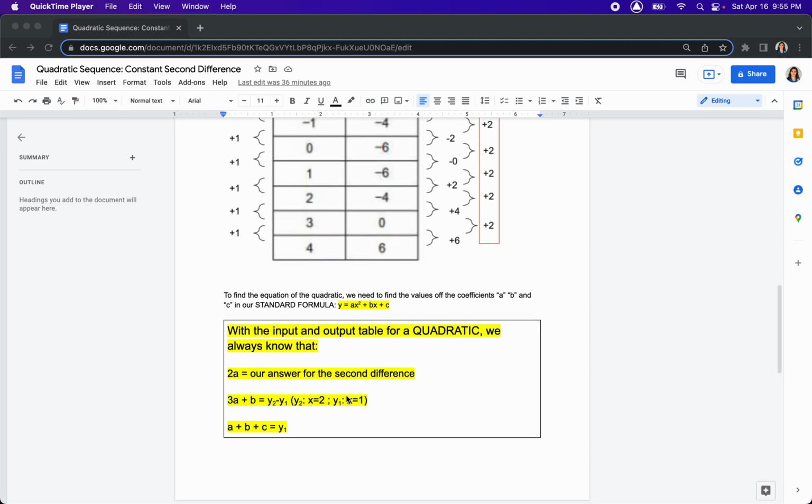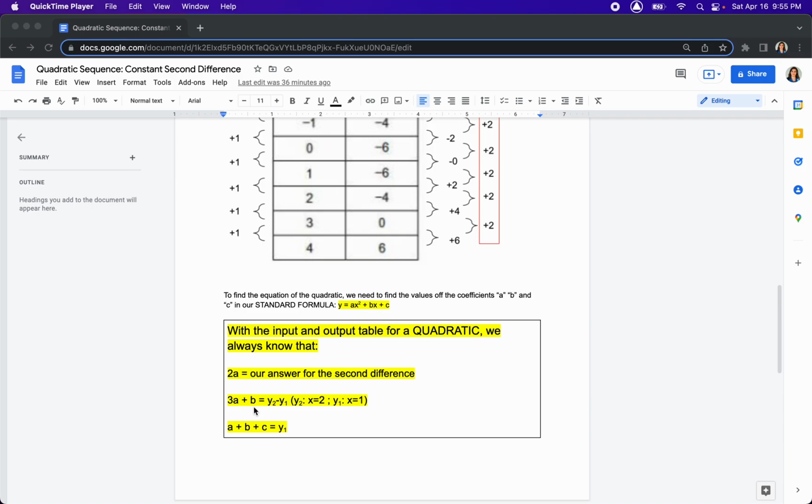Now, here are the laws that are always true. 2a will always equal our answer for the second difference. In this case, it's a positive 2. I can set them equal to each other and derive a. Once I know a, I can plug into the second law that's true.